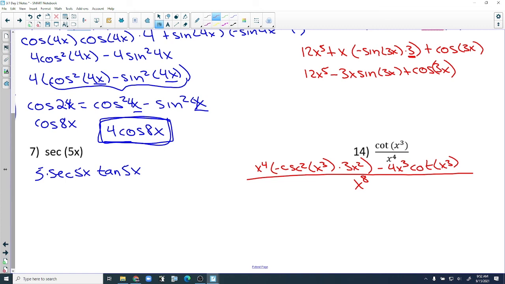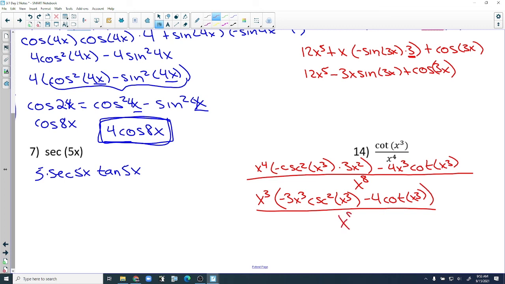I mean, essentially we're done, right? We're done with the calculus part. Now I got to figure out what I can take out of this. I think all I can take out is x to the third. So can't do a whole lot with this. So there's x to the sixth. So I'm looking at negative 3x to the third cosecant squared minus 4 cotangent of x to the third, over x to the eighth.